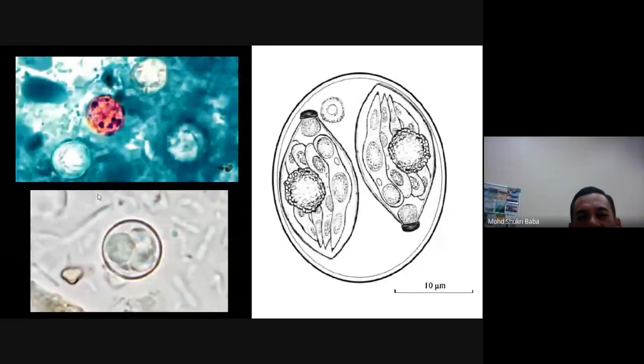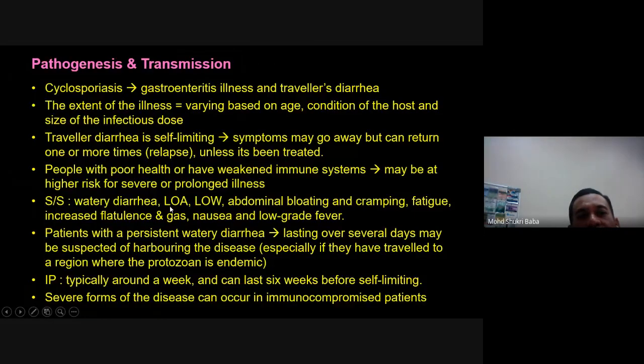Okay, so ini adalah dia punya oocyst yang sudah matang, gambaran dekat sini. Ini di bawah mikroskop yang kita boleh observe. Alright.